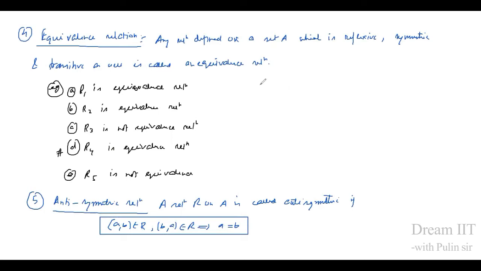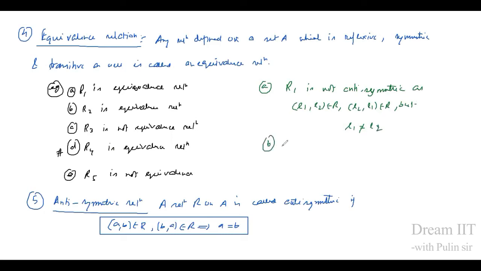See, let me discuss only those 5 relations. A, R1, is it antisymmetric? It is not antisymmetric. Why not? You may have (L1, L2) belonging to R and (L2, L1) belonging to R, but L1 is not equal to L2. The lines are not the same, so it is not antisymmetric. What about less than or equal to? It is antisymmetric. Why? Because if you get a less than or equal to b and b less than or equal to a, definitely it will imply a equals b, because that is the only common option. Remember it.